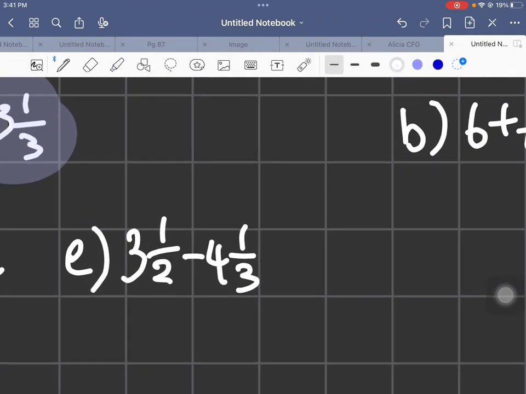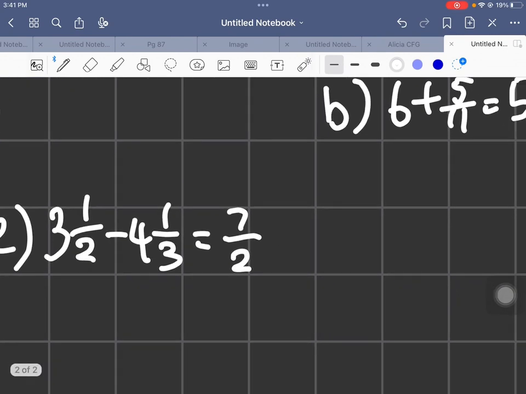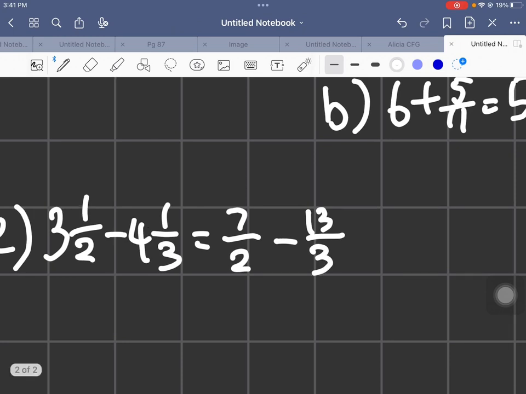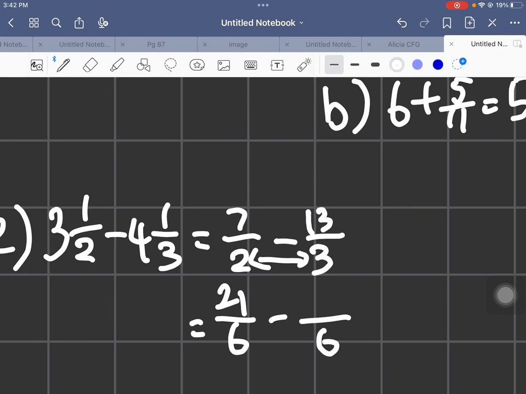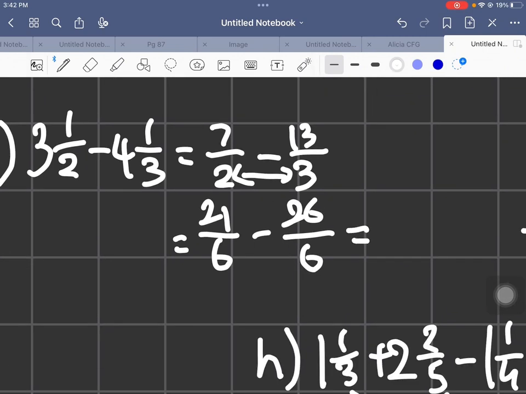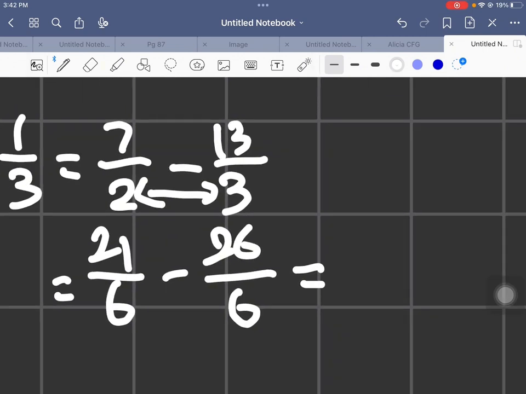Question E. Convert them to improper fractions first. 7 over 2 minus 13 over 3. The denominator is not the same, so convert them to the same, which is 6. 3 times 2 equals 6, 13 times 2 equals 26. 21 minus 26, we'll get negative 5 over 6. So a negative right here.